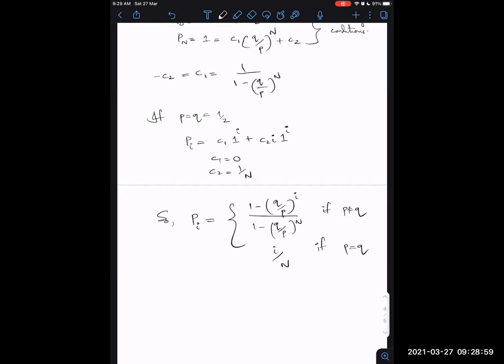So that's how you get the I, and then you have that C2 is 1 over N. Is it clear? Similarly, if you plug it in for P not equal to Q, you will get the same solution, I mean, the solution that I've written here. Is this clear for everyone? How to solve a difference equation? Okay.